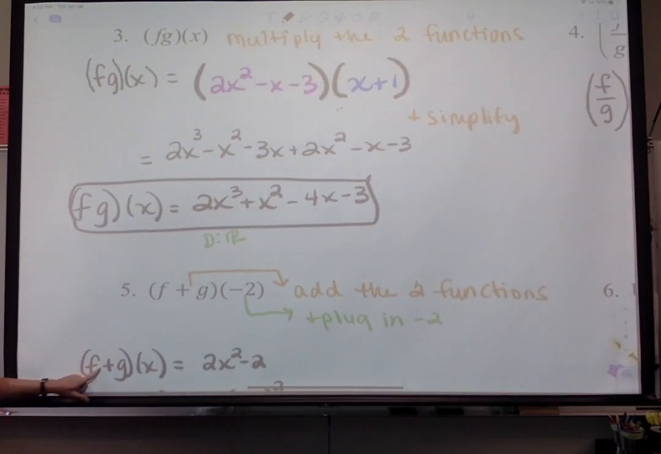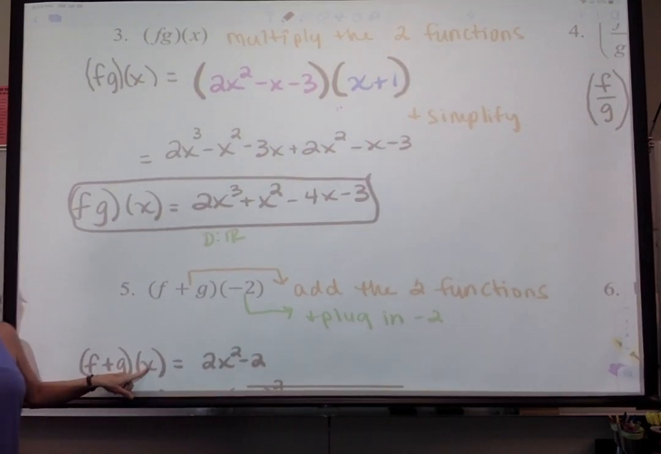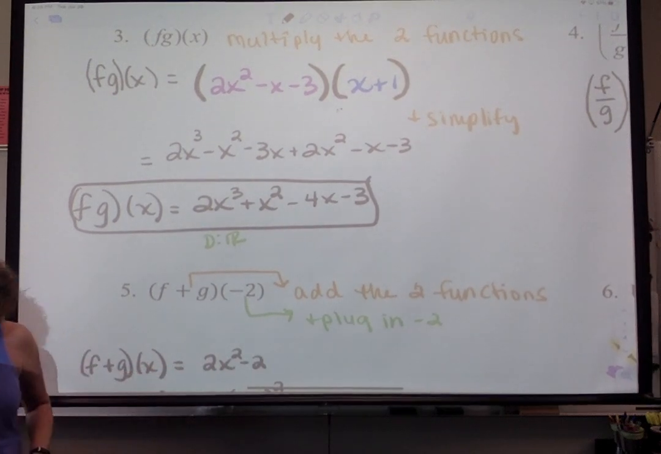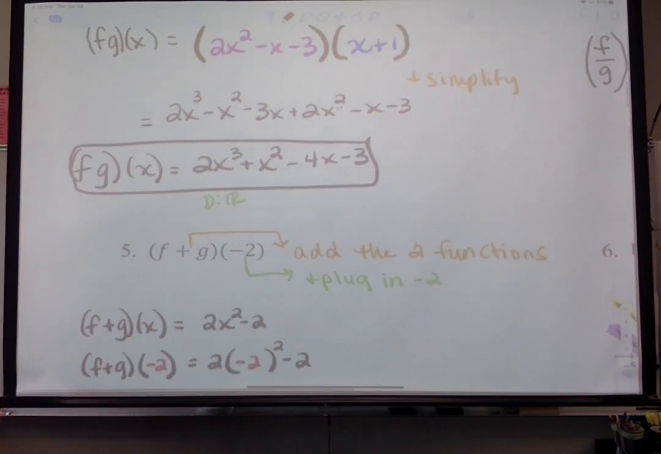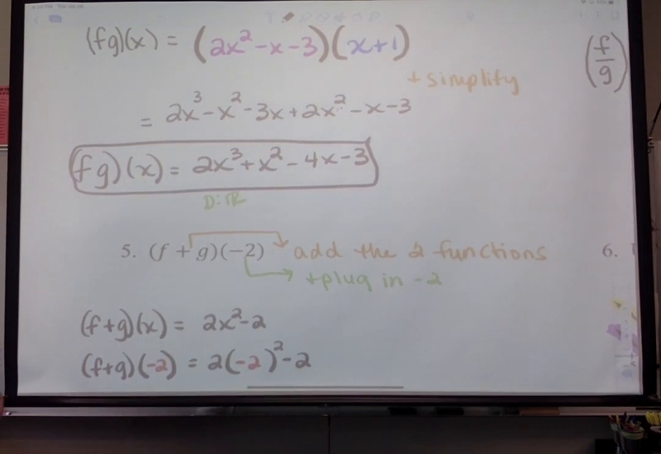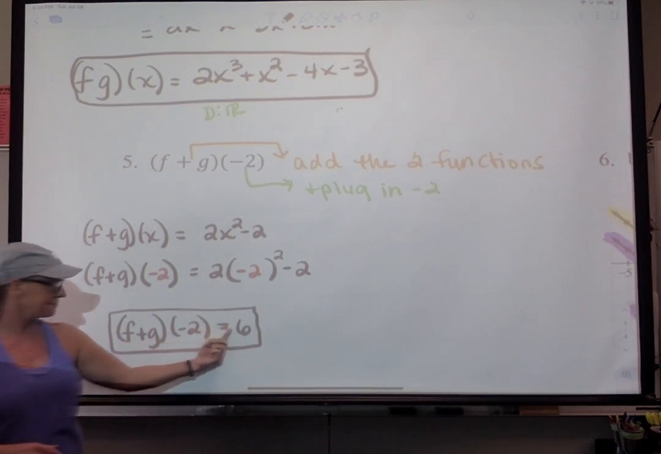Right? So I copied that down. That just came straight from up top. And then, okay, now I'm ready to plug in -2. So I'm going to plug in -2 there, and I'm going to plug in -2 there. This is what it looks like when I plug in -2. And I did the math, and that's what I get as my answer. And look how I labeled it.